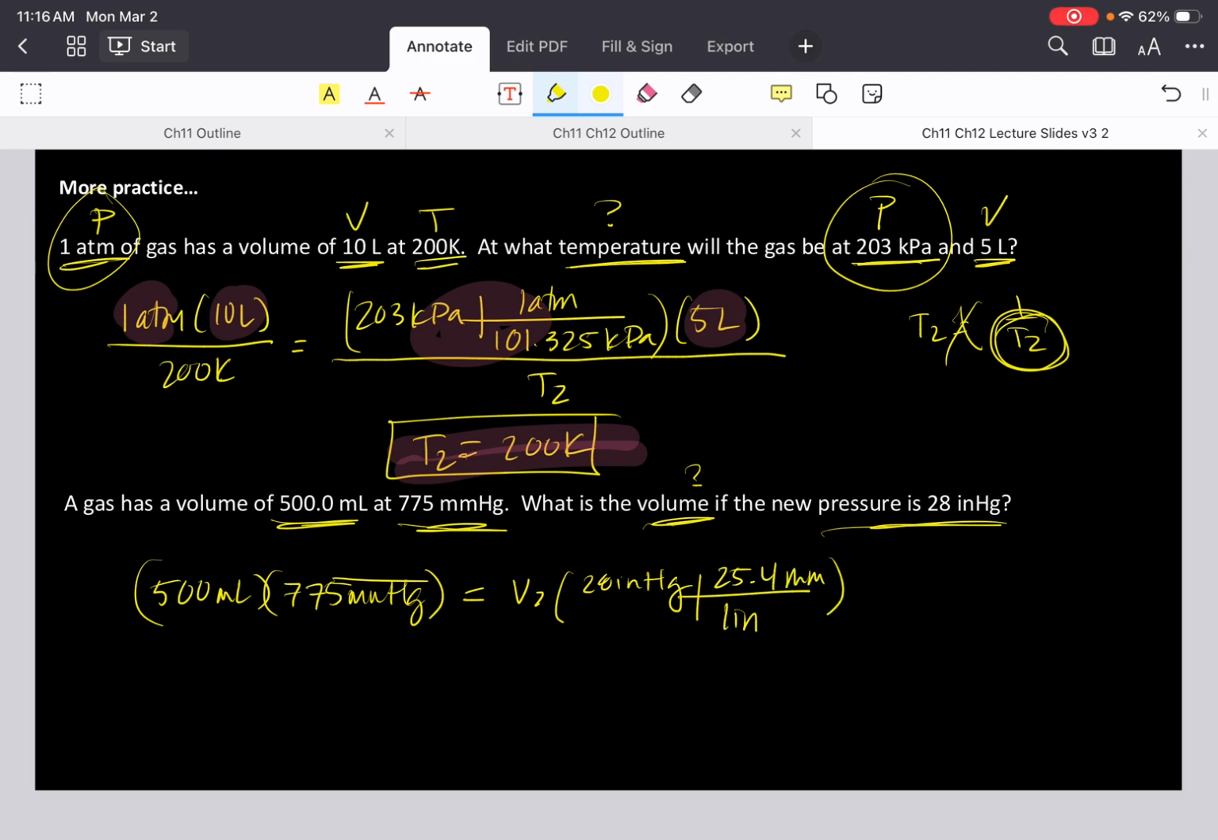And that's our relationship, right? That's how we get from there to there. And we could solve this, and we would get that V2 is equal to 540 milliliters. Yes, again, it's going to spit it out in whatever unit it was in over there.